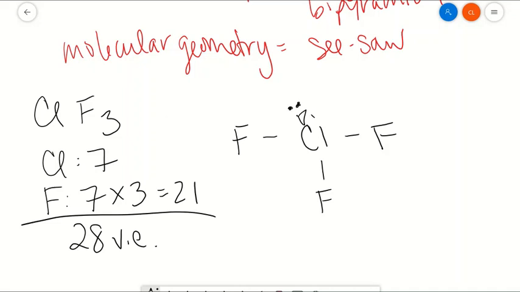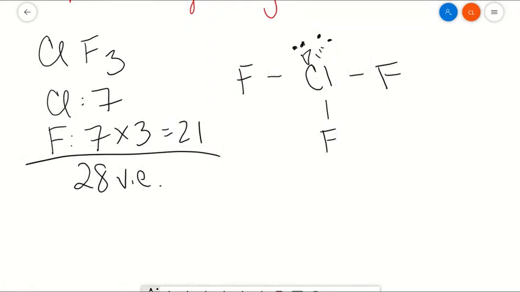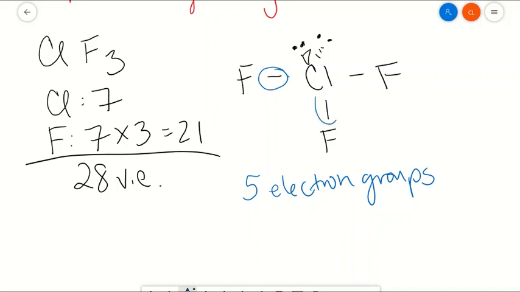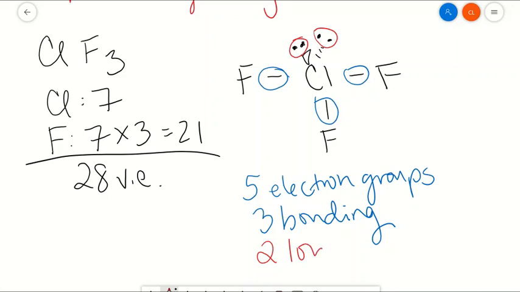Even though that little wedge is not a bond, I'm just showing that the lone pairs are coming off in different directions. Now we want to ask the same questions. We have 5 electron groups around the chlorine. How many of them are bonding? 1, 2, 3. So 3 bonding groups. Then let's count up our lone pairs. We have this one and this one, so 2 lone pairs.